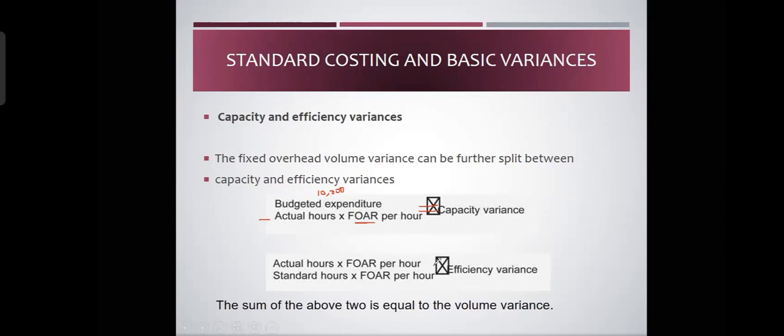And the formula for efficiency variance, consider it as an equals sign: actual hours into OAR per hour minus standard hours into OAR per hour. If I have to write this formula in an easier format, I can say OAR per hour multiplied by actual hours minus standard hours. So this is the formula.